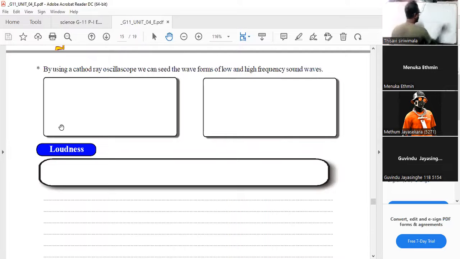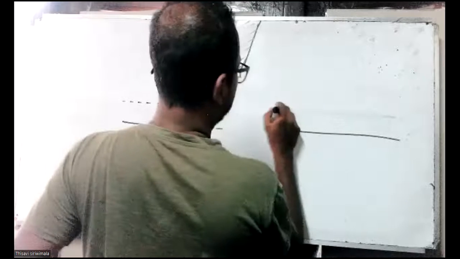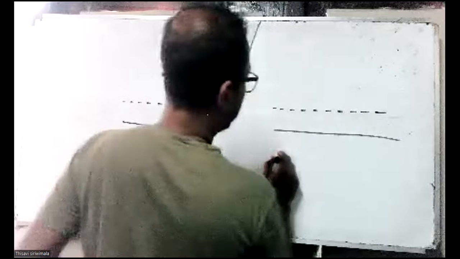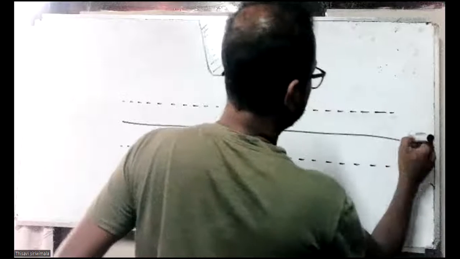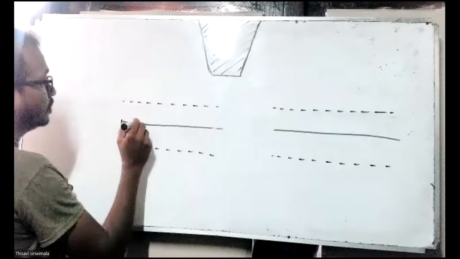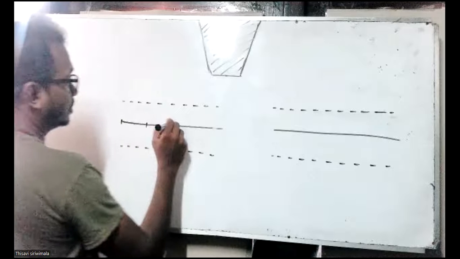We need to draw two diagrams. Again, 1 centimeter line, 1 centimeter line. Here also 1 centimeter line. Here I'm dividing this into 2 centimeters, and this into 1 centimeter.